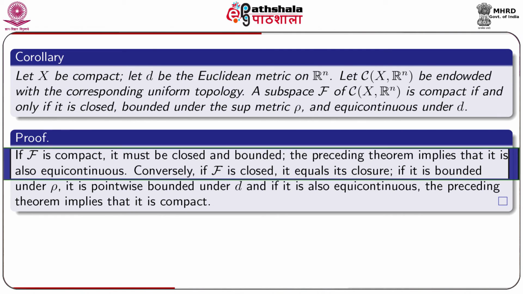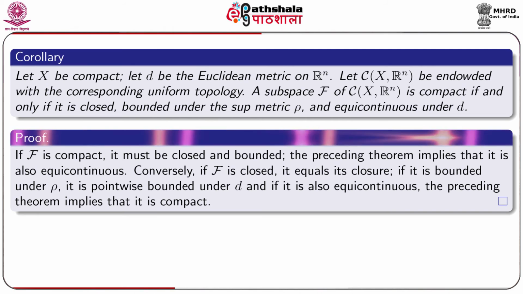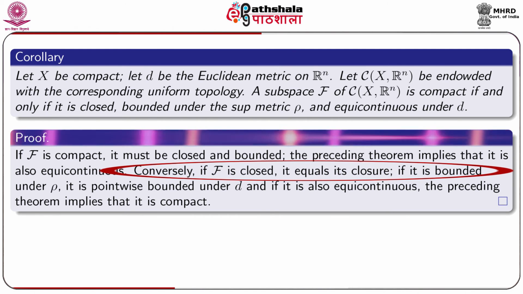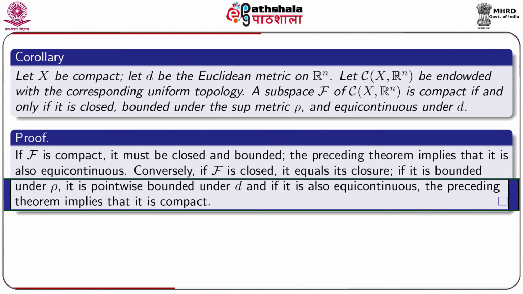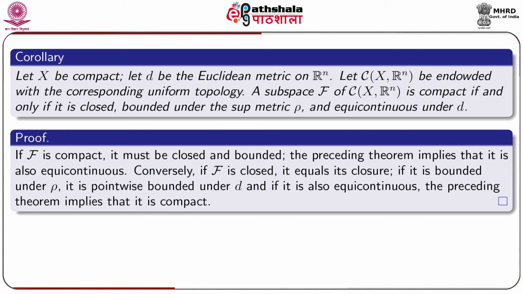For the proof, if script F is compact, it must be closed and bounded. The preceding theorem implies that it is also equicontinuous. Conversely, if script F is closed, it equals its closure. If it is bounded under rho, it is pointwise bounded under D, and if it is equicontinuous, the preceding theorem implies that it is compact. Hence, we have our required result. So, ultimately we have got a theorem in C(X, Y) which is analogous to the Bolzano-Weierstrass theorem. This is called Ascoli's theorem, classical version. With this, we end this module. Let us pass to another module.